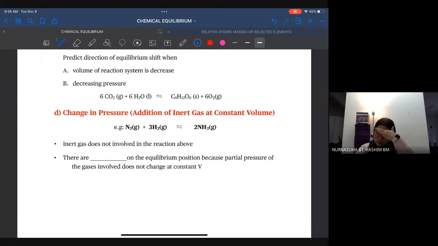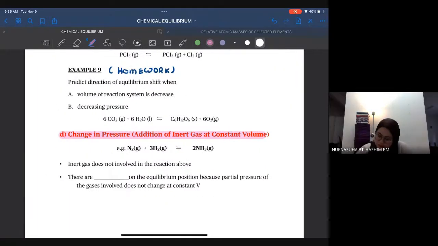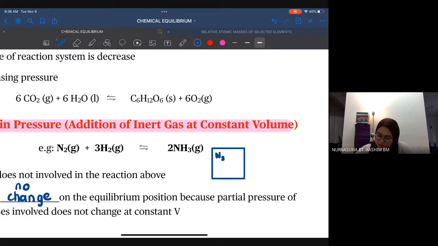Okay, last two, I think. Okay, last two, kita tengok what happen when we change pressure at constant volume. Okay, untuk kes ni, let's say we have container. Inside this container, we have N2, H2, and we have ammonia gas.